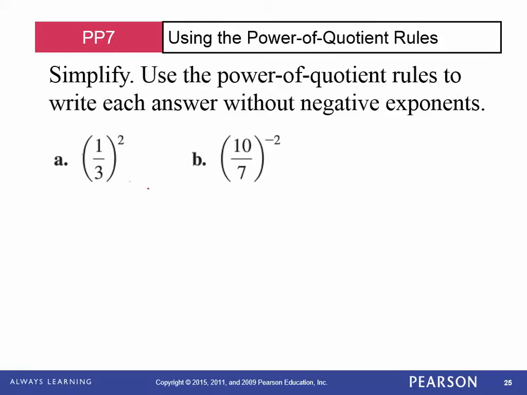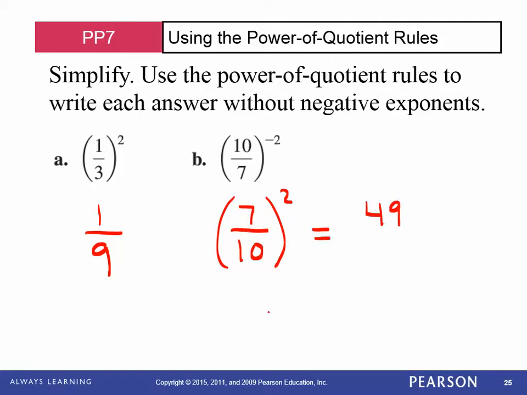Okay, 1/3 squared means that we're going to square the 1, which still keeps a 1. We're going to square the 3, gives you a 9, and we're done with A. With the -2 here, the thing I'm going to do first is put the 7 on top, the 10 on the bottom. Don't forget I still have to square it. So squaring the 7 and then squaring the 10. How about a 49 over 100 as the final answer?